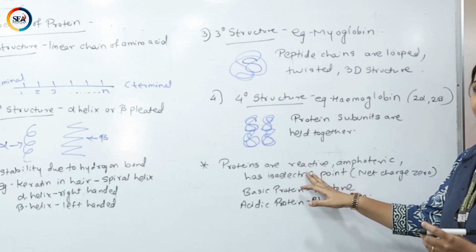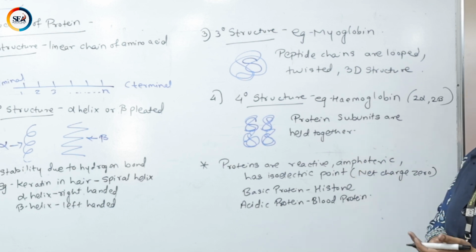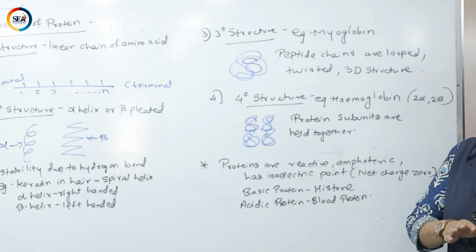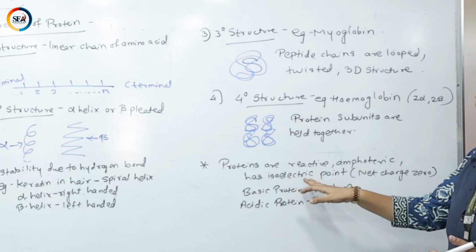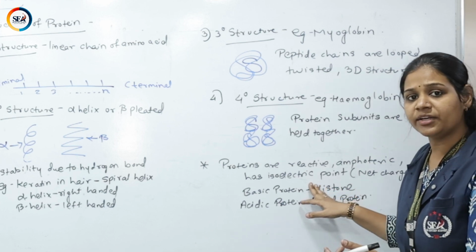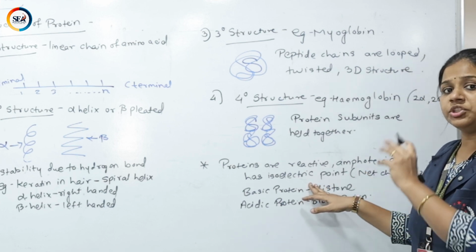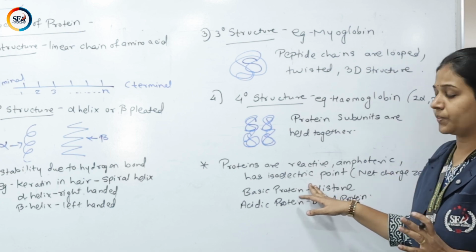Proteins are reactive, they are amphoteric in nature, means they can function as acid as well as base. They have an isoelectric point. What is isoelectric point? It is where the net charge of the overall protein is 0.